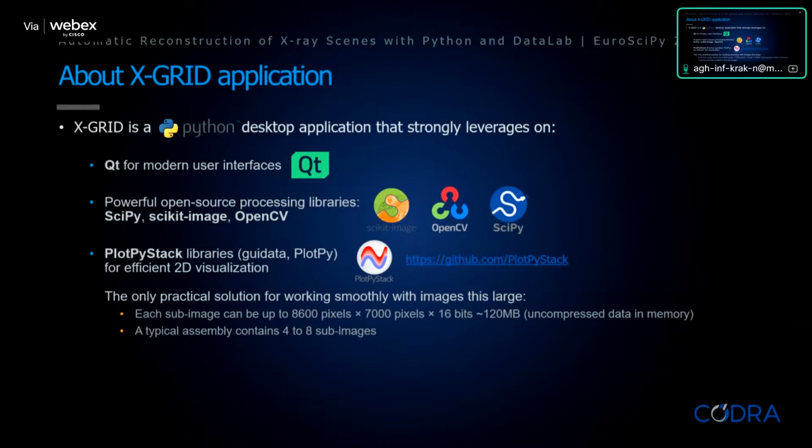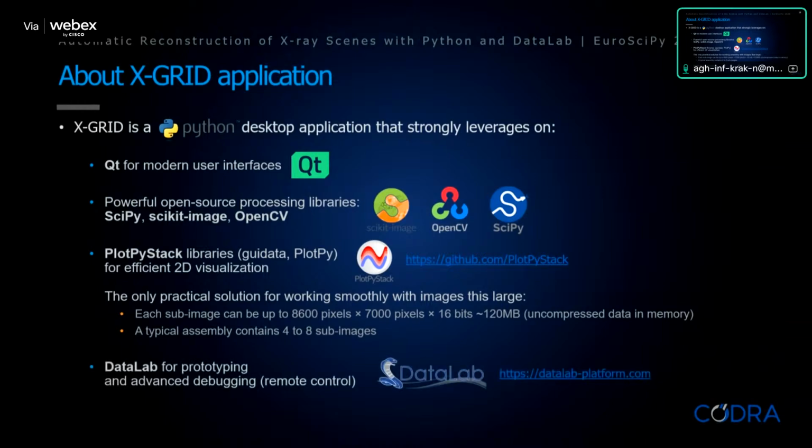So we had to use our own library, which is PlotPy, which thanks to a Python C++ extension allows to do it very smoothly with large images, because we have the individual images maybe about 8,000 pixels by 7,000 pixels, so quite big, and we have on the full assembly something like 4 to 8 sub-images, so it can be quite a large scene. And of course, we use DataLab for prototyping and advanced debugging, as we will see now.